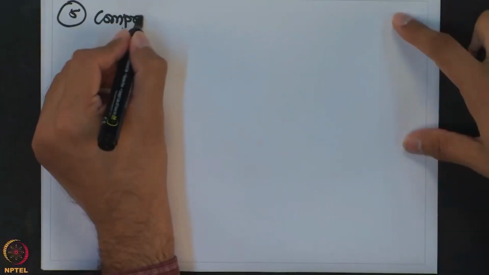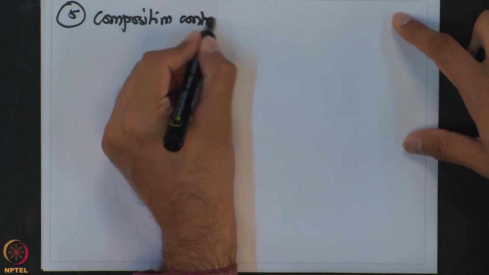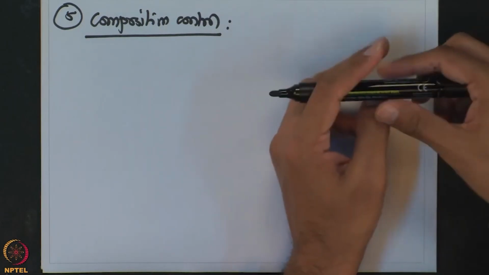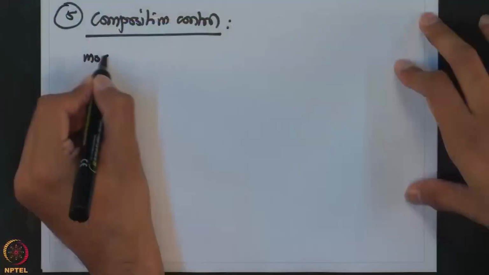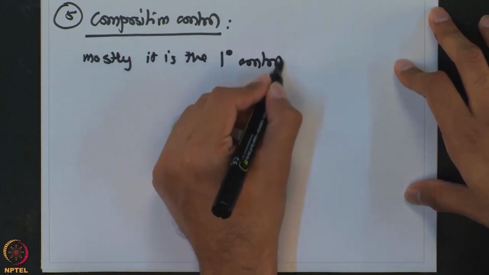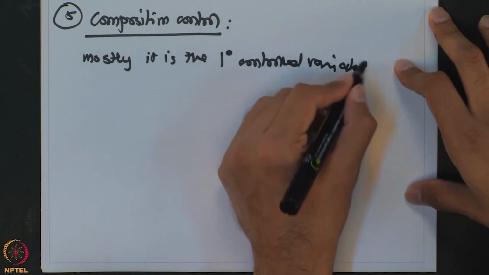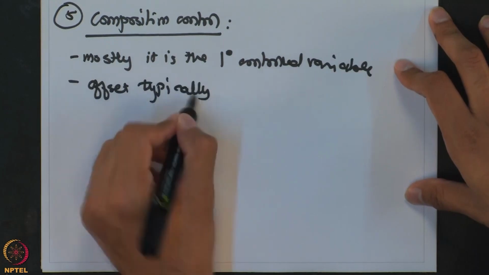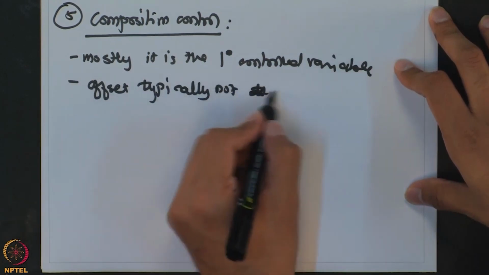And then the last type of variable which we commonly want to control is the composition control. And the reason I am saying "want to control" is that a lot of times you will not see a composition controller as a PID controller per se. Mostly it is the primary control objective. Offset is typically not acceptable.